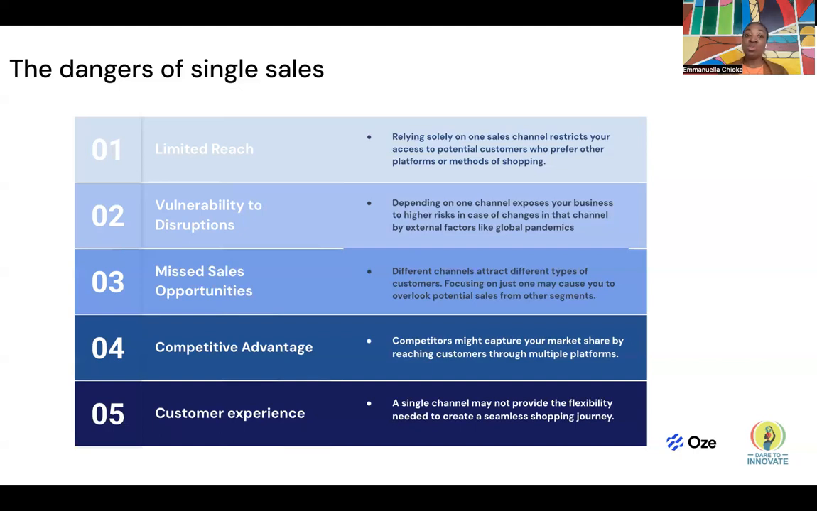And the danger with single sales is we lose out on the ability to capture some of these preferences that potential customers have as to how they like to shop. The second danger to single sales is a vulnerability to disruptions. Depending on one channel exposes your business to higher risks in case of changes, such as external factors like the global pandemic. This is something we've all lived through.